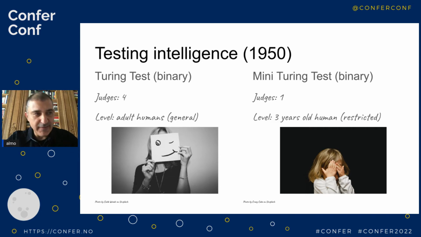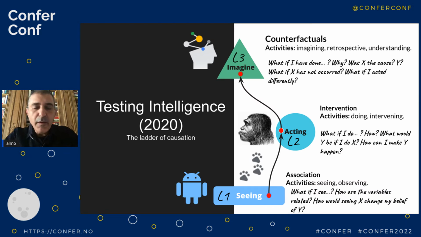So if we restrict ourselves to this mini Turing test, also considering the area of causality, the truth is that we have systems currently running which are able to cheat the judges and look like a 3-year-old human. We will see more about this in a second, but actually now we use a different way to evaluate intelligence, which is also connected with the causal inference that we are discussing in this presentation. In particular, this test introduced 3 levels.